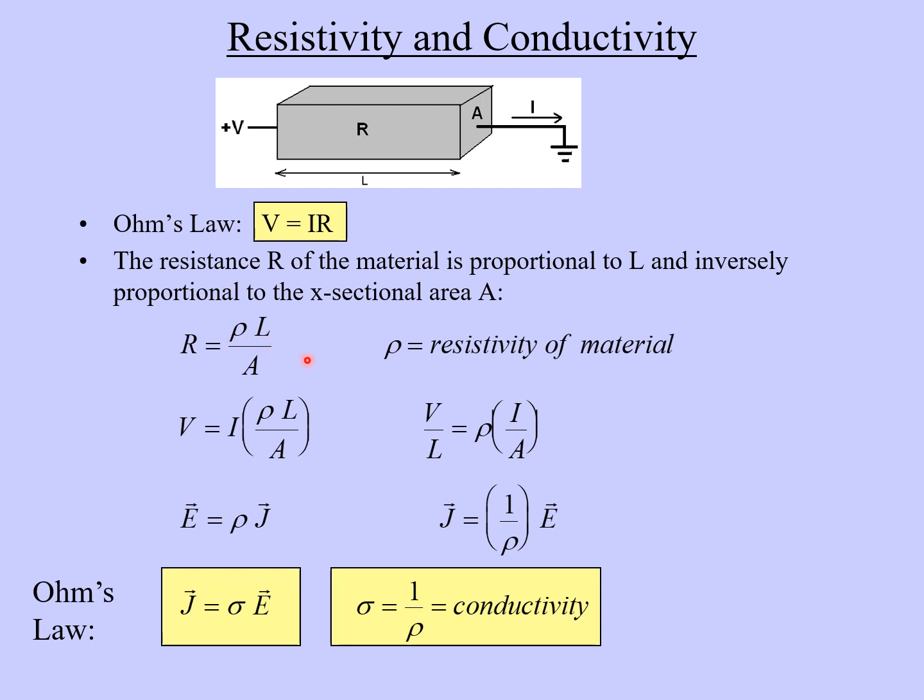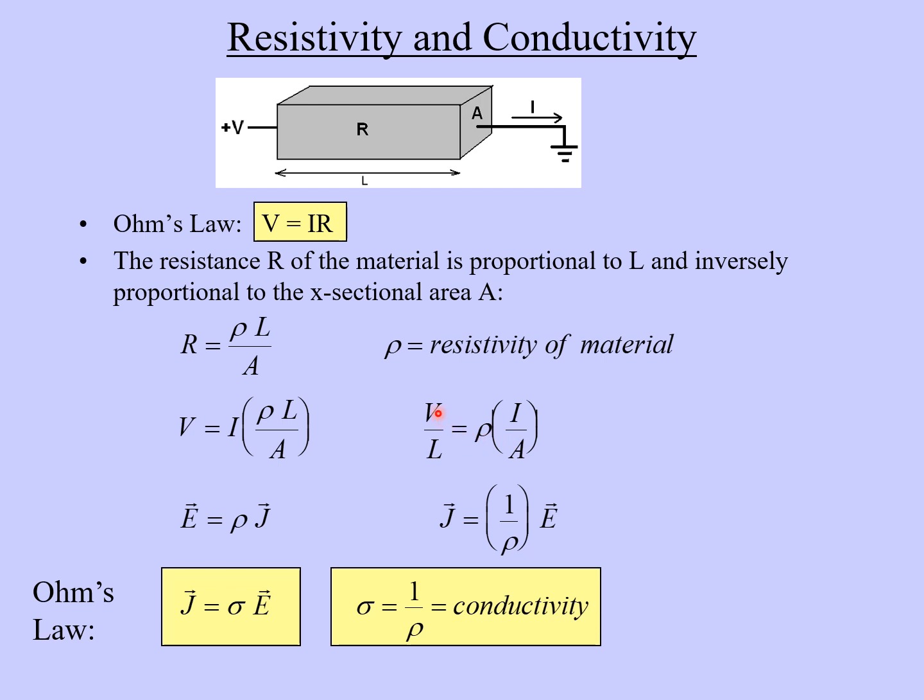Now, one thing we can do here is take Ohm's law, V equals IR, and substitute rho L over A in for R, the resistance. So we get V equals I times rho L over A. Now we're going to do some tricks here and move some things around. Let's take the L and divide both sides by L. So on the left I have V over L, and on the right I have rho times I over A.